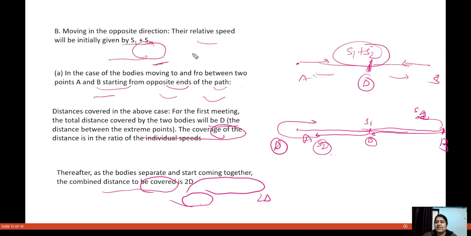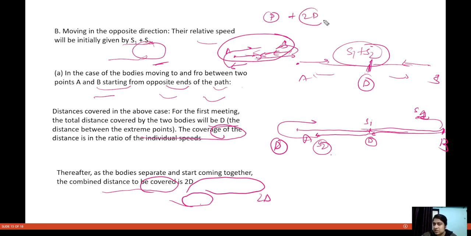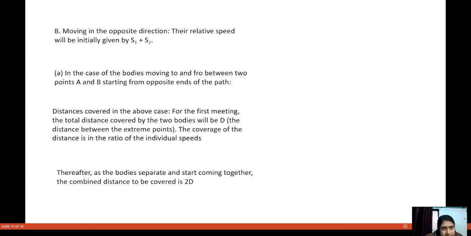So remember this thing very clearly, that whenever you are moving towards each other in a to-and-fro direction, the first point of meeting, both the bodies together will cover distance D. Then they are moving in opposite directions, then they are turning. After some time this will also turn, so by that time they would have covered distance 2D. So between every meeting they are going to cover distance 2D. The first meeting is covered in distance D, and the next meetings are covered in distance 2D. So remember this thing. This is the case in that.